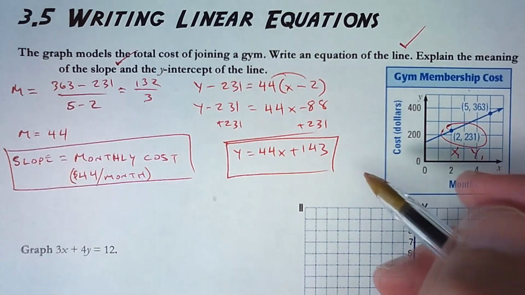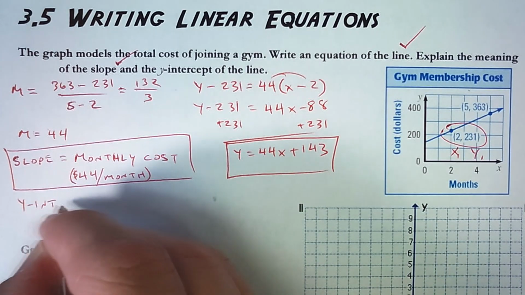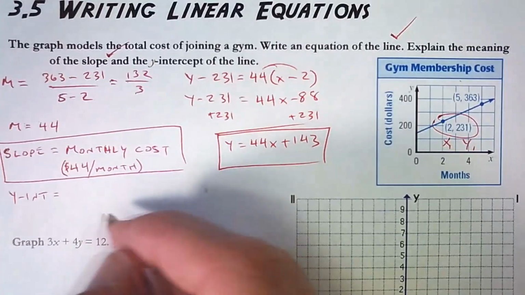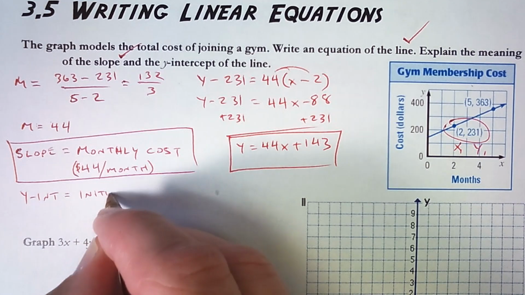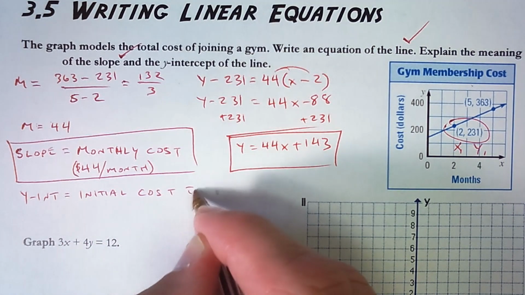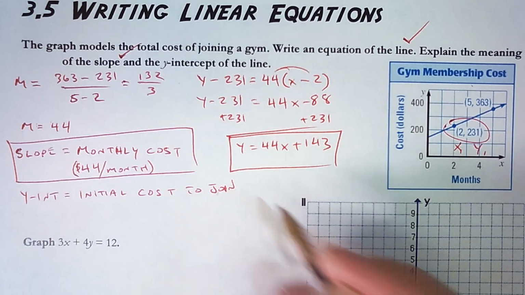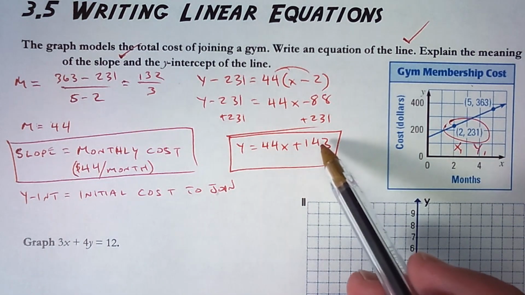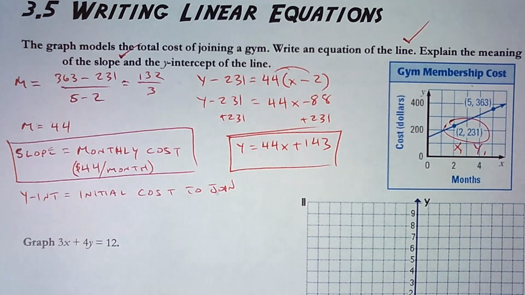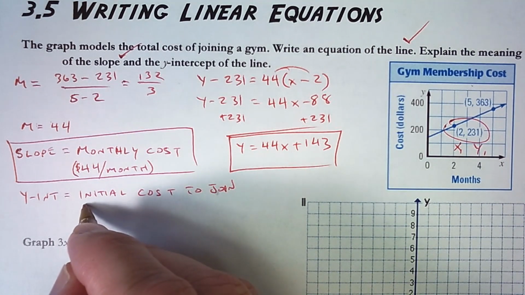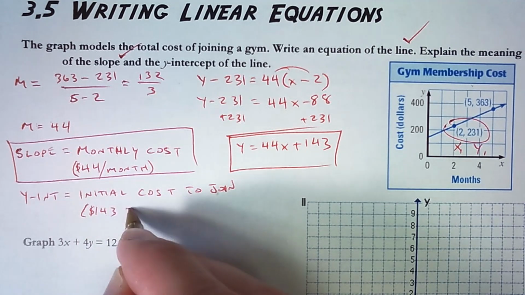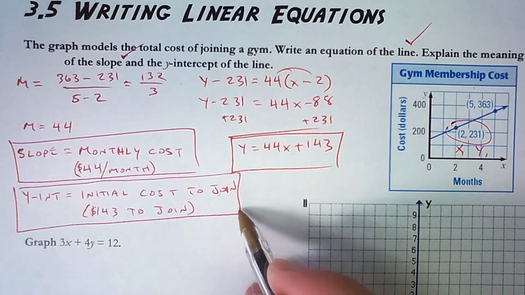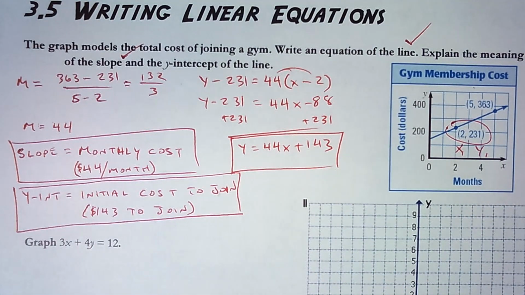Check. And the y-intercept. So the y-intercept is how much it costs to start. So it's your initial cost. Initial cost to join. Okay, so you go to this particular gym and say, I want to join. They say, that's great. I need $143. And then after that, it's $44 per month. Okay, so it costs you $143 to join, and then it costs you $44 per month at this particular gym.